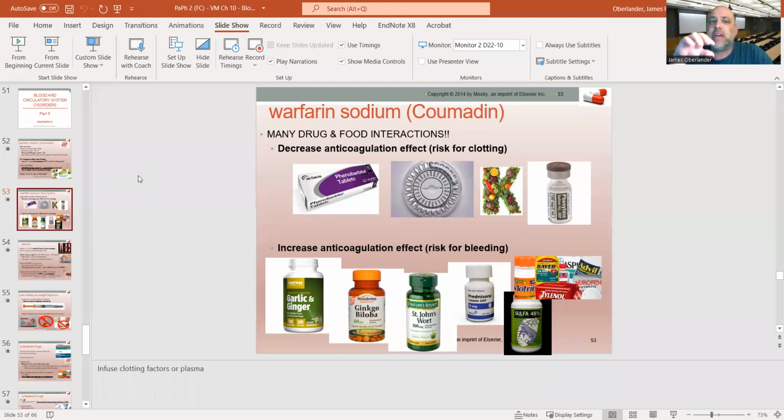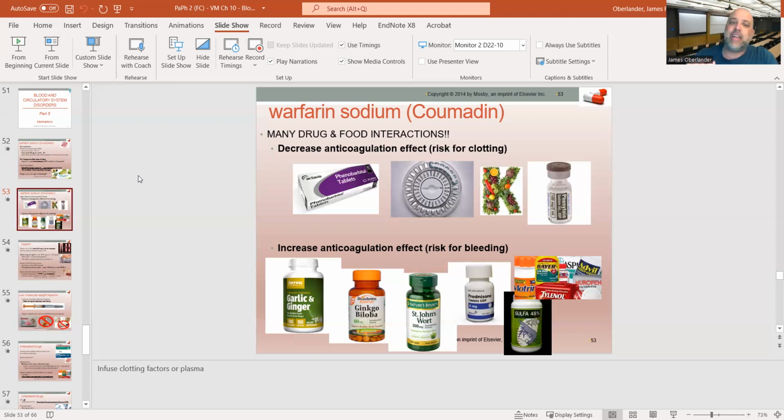But I put on this slide, some drugs decrease the anticoagulation effect, which means you're at risk for clotting still. So a lot of your seizure drugs, which phenobarbital is a seizure drug, phenytoin or Dilantin is a seizure drug. Now birth control: warfarin can maybe decrease birth control's effect, but also birth control can decrease the warfarin's effect, and then obviously vitamin K.